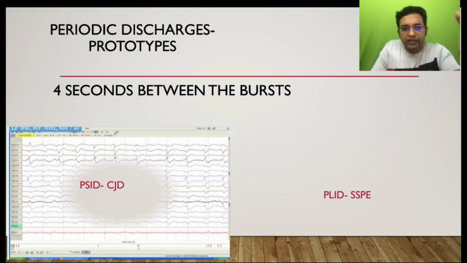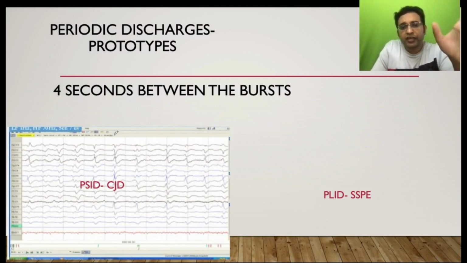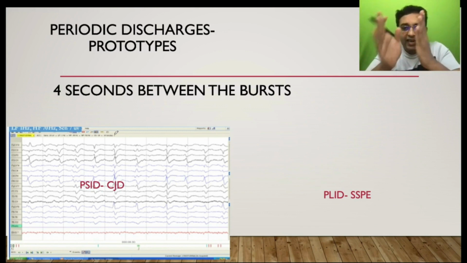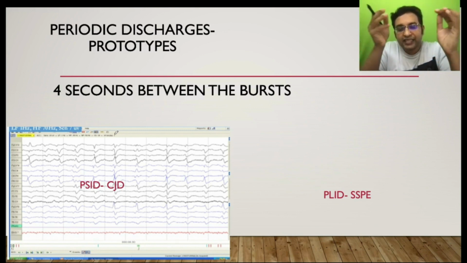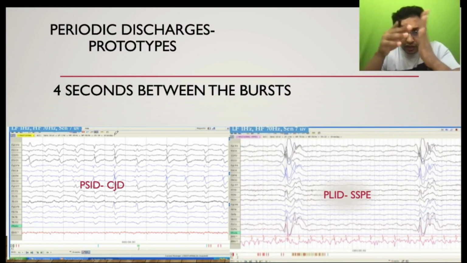Another way of thinking is this: if there are short interval discharges, that is, the intervals between these periodic discharges on the EEG, the electroencephalogram, are less than 4 seconds, these short interval discharges are characteristic of CJD.